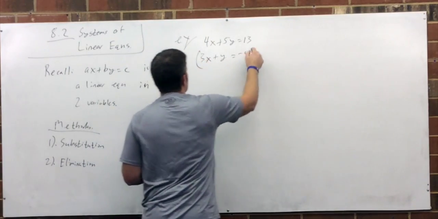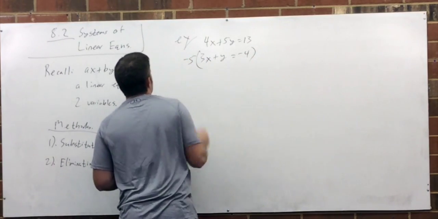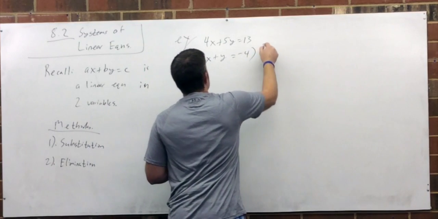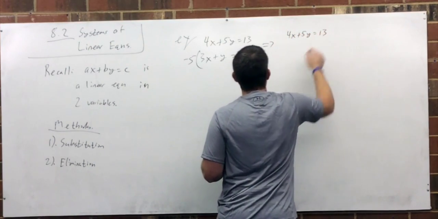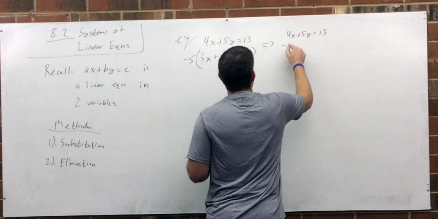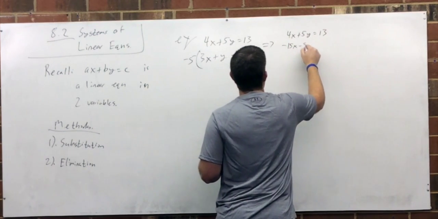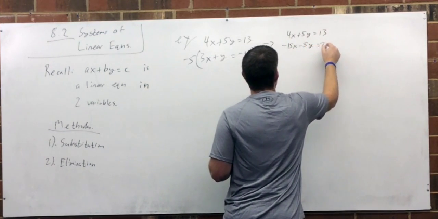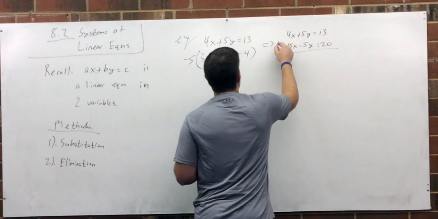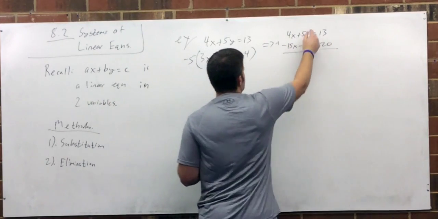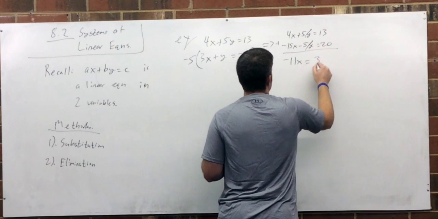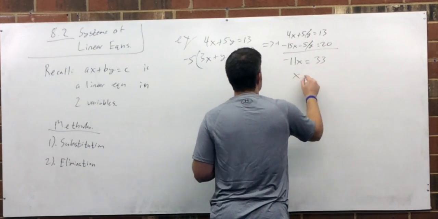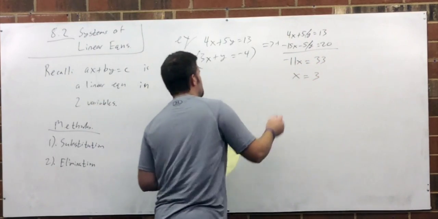So I would take this whole side here and multiply by a negative 5. And that would leave us 4x plus 5y equals 13. And then in the bottom it would be negative 15x minus 5y equals a positive 20. We're then adding here, so these go away. We're left with negative 11x equals 33, which tells us that x equals negative 3.